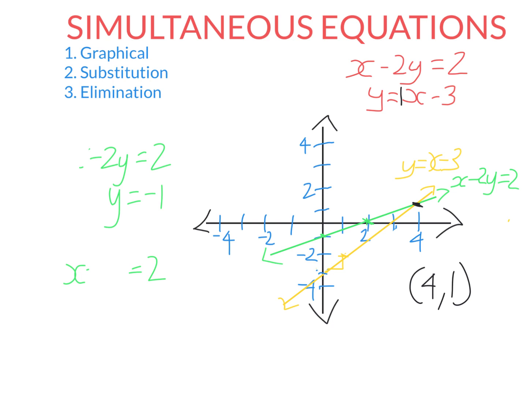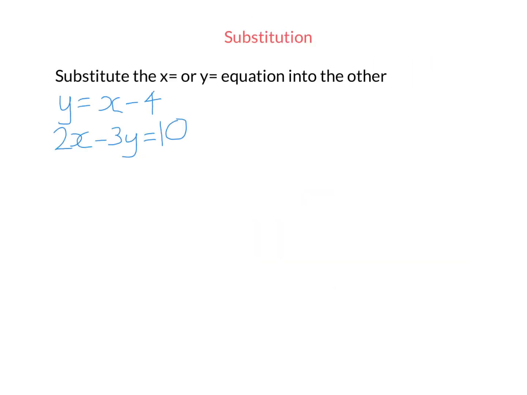All right, let's now move on to the substitution method. For the substitution method, you substitute one equation into the other. The one you substitute is whichever one has x by itself or y by itself. So for these equations here, because the first equation is y by itself, I'm going to substitute this equation into the second equation. So how do I do that?